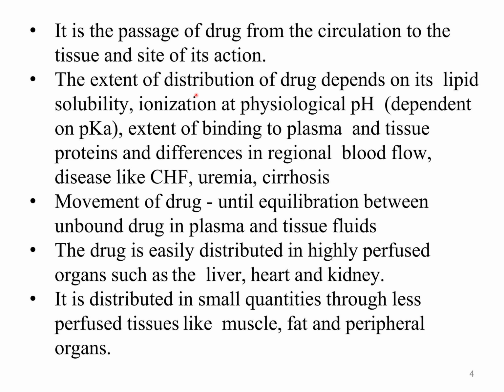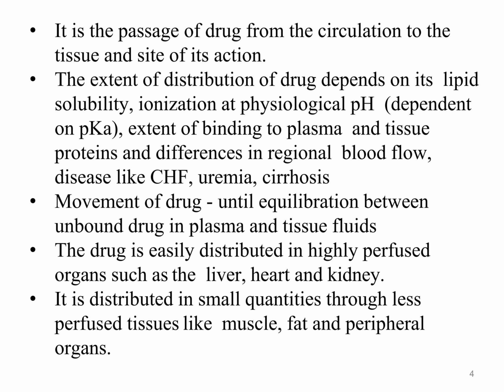The extent of distribution of drug depends on its lipid solubility, ionization at physiological pH, extent of binding to plasma and tissue protein, and differences in regional blood flow. Diseases like congestive heart failure, uremia, cirrhosis. Movement of drug until equilibrium between the unbound drug in plasma and tissue fluid. The drug is easily distributed in highly perfused organs like liver, heart, and kidney. It is distributed in small quantities through less perfused tissues like muscle, fat, peripheral organs.